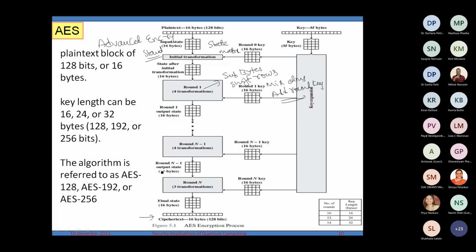I'm not going to cover this particular standard because it's a symmetric standard, so it is not our current point for discussion. But I just wanted to show you that the current standard of symmetric encryption is the Advanced Encryption Standard, which is predominantly used.